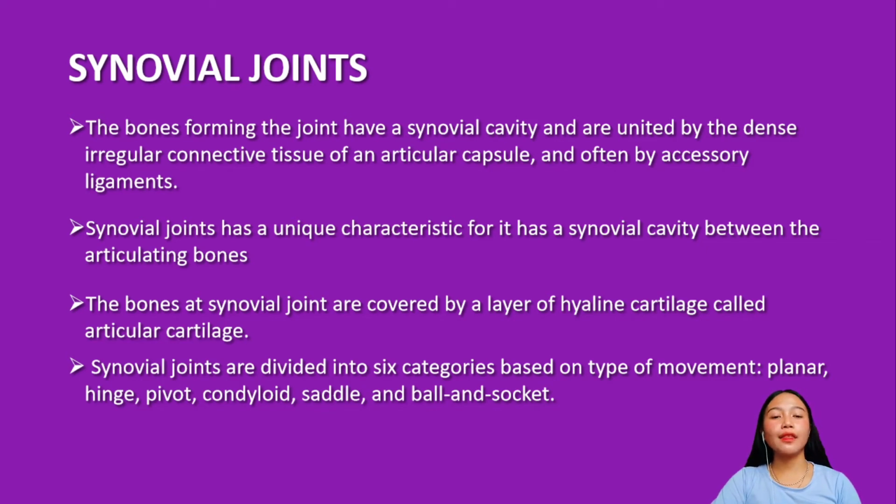In synovial joint, the bones forming the joint have a synovial cavity and are united by the dense irregular connective tissue of an articular capsule, and often by accessory ligaments. Synovial joints have a unique characteristic, for they have a synovial cavity between the articulating bones. The bones at synovial joint are covered by a layer of hyaline cartilage, called articular cartilage. Synovial joints are divided into 6 categories based on type of movement: planar, hinge, pivot, condyloid, saddle, and ball and socket.